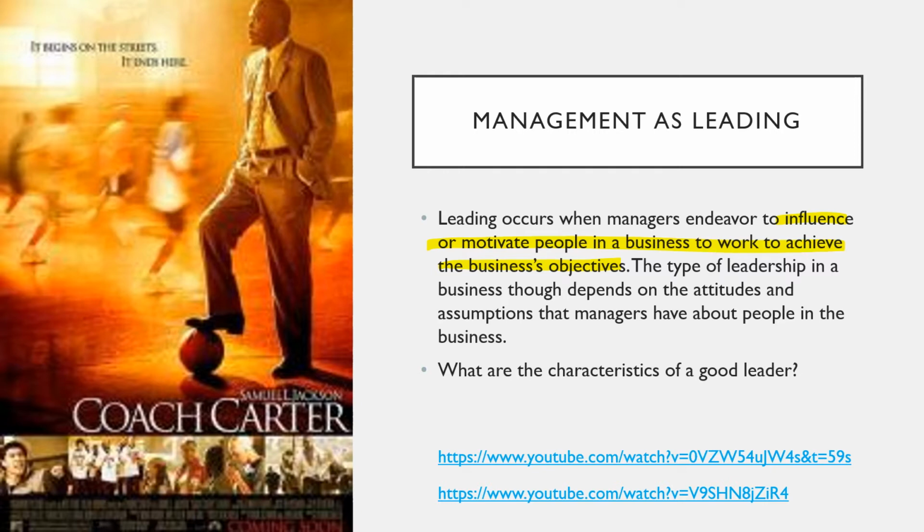So characteristics of good leadership can be seen in the Coach Carter movie, which is about a basketball coach that takes over a particularly difficult team. You're going to watch a clip of that, and also in another movie clip. And you can see the characteristics, and I want you to go into our discussion forum and outline what are the characteristics of these particular leaders.